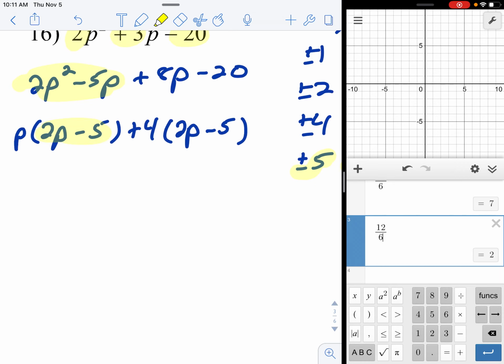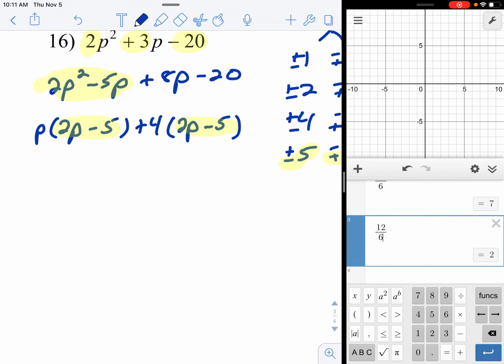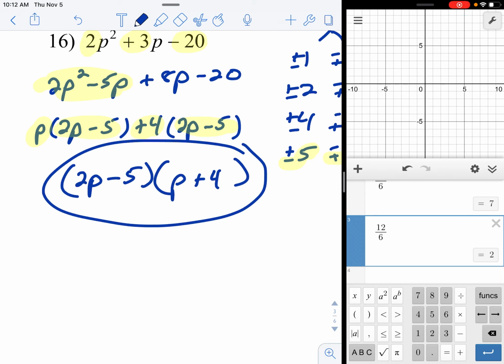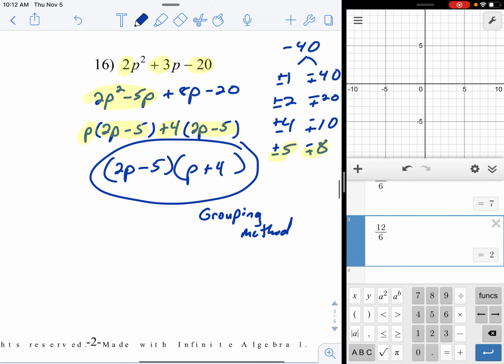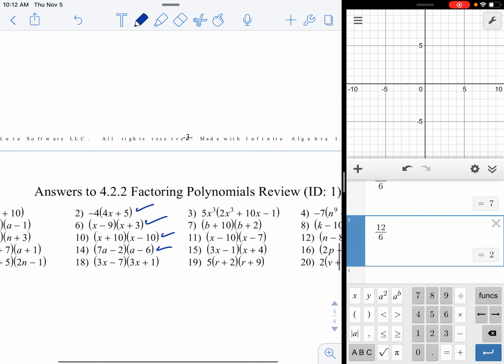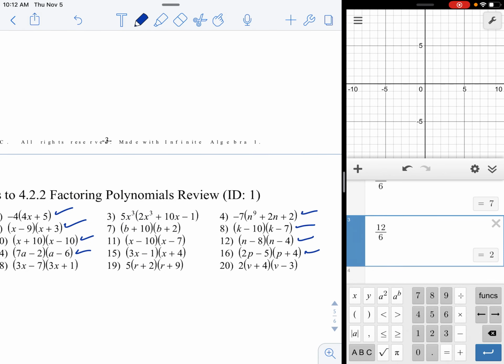Once again, these match. Now, for this method to work, what I just highlighted has to match. If they don't match, you've done something wrong. You've got to backtrack and do some refiguring. So that means to make this look like a FOIL problem, the first part of the answer is 2p minus 5. The second part of the answer is this p and that plus 4. P plus 4. By the way, you may have heard this before referred to as the grouping method. I don't really care if you call it that or not. I'm just throwing that out there. Let's check number 16 and make sure I did it right. There it is.